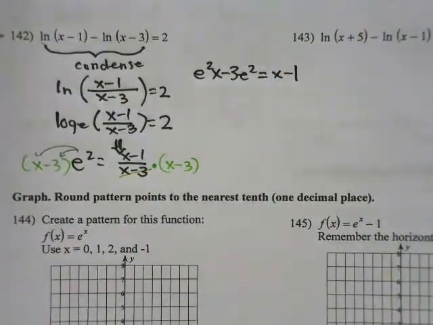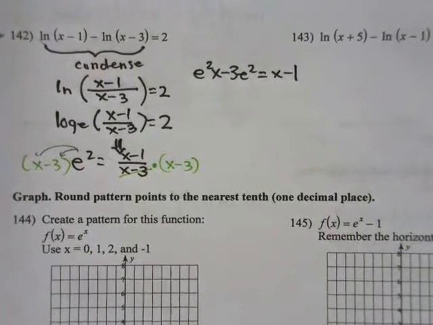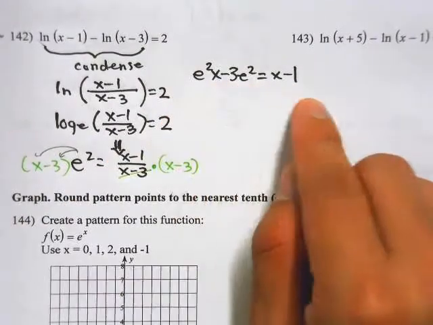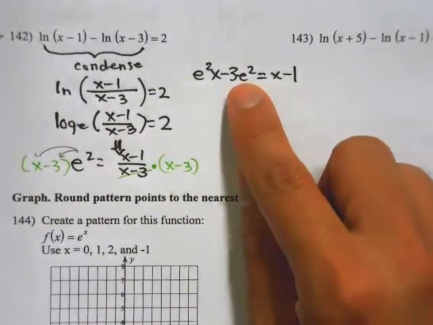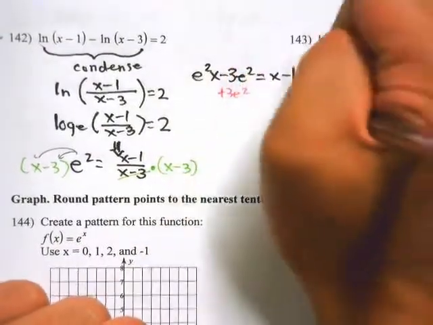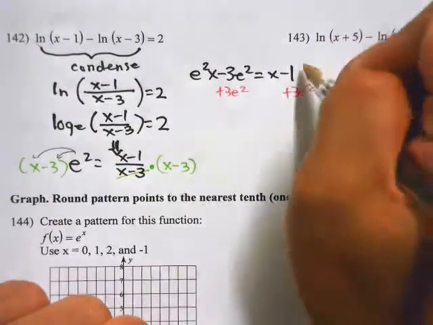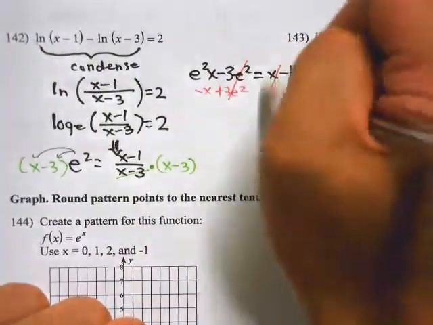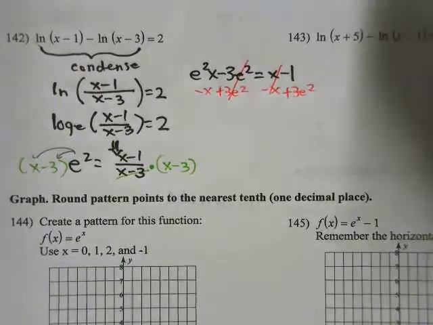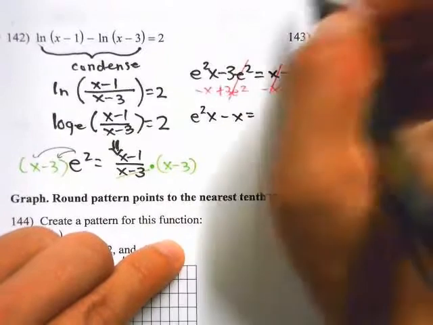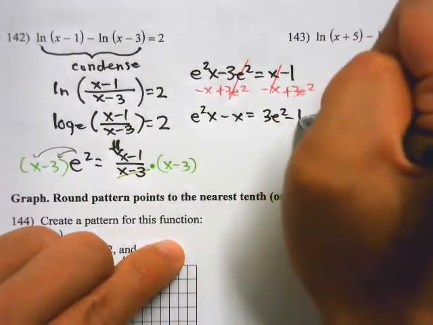We're going to have to do a couple of rearrangings. What I mean by this is I'm going to put all the x's on one side and all the numbers on one side. Remember, this is a constant, this is still a number. So I'm going to add 3e squared so that I can put it on the right, and at the same time I'm going to minus x so that I can put this on the left. e squared x minus x is equal to 3e squared minus 1.